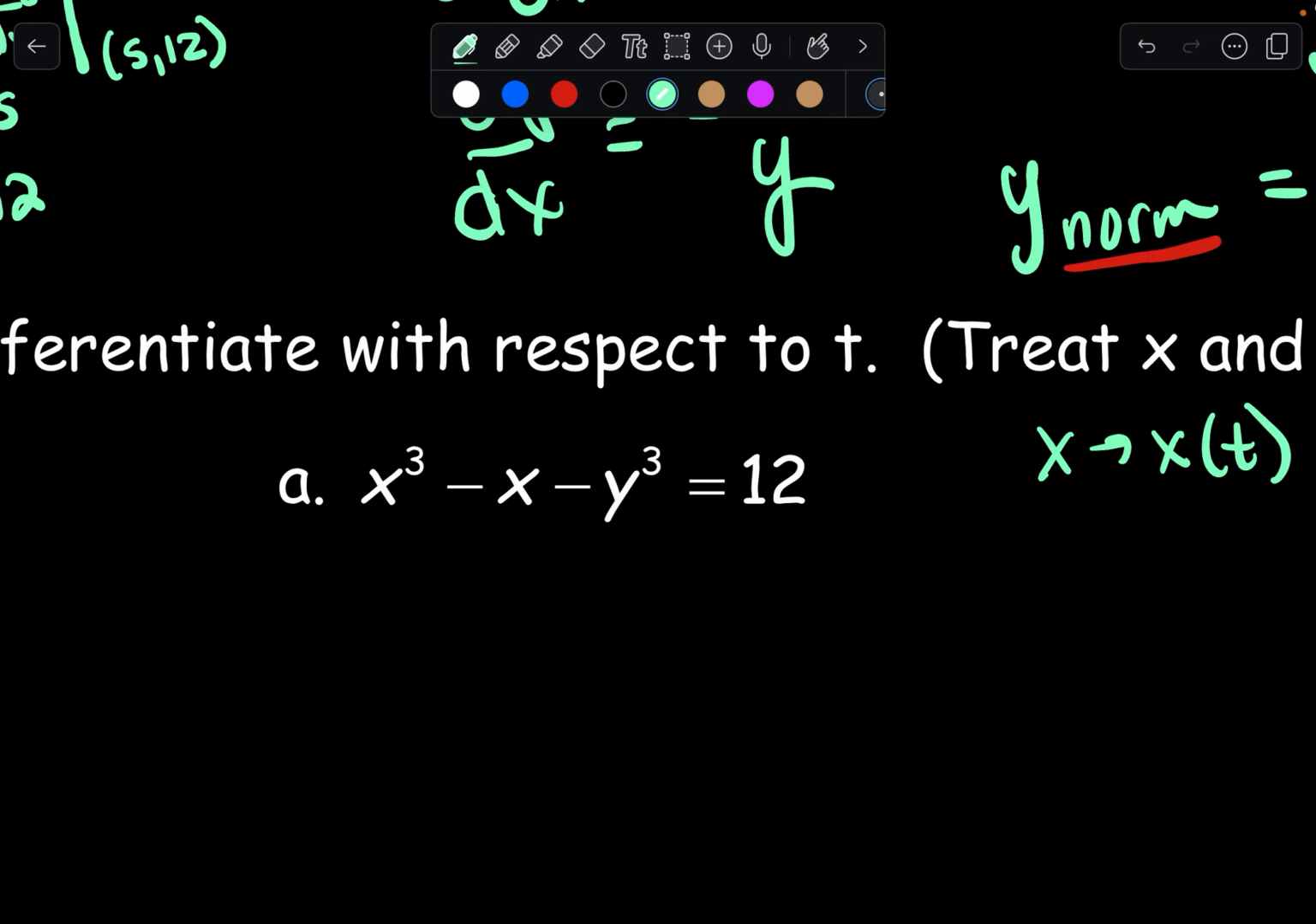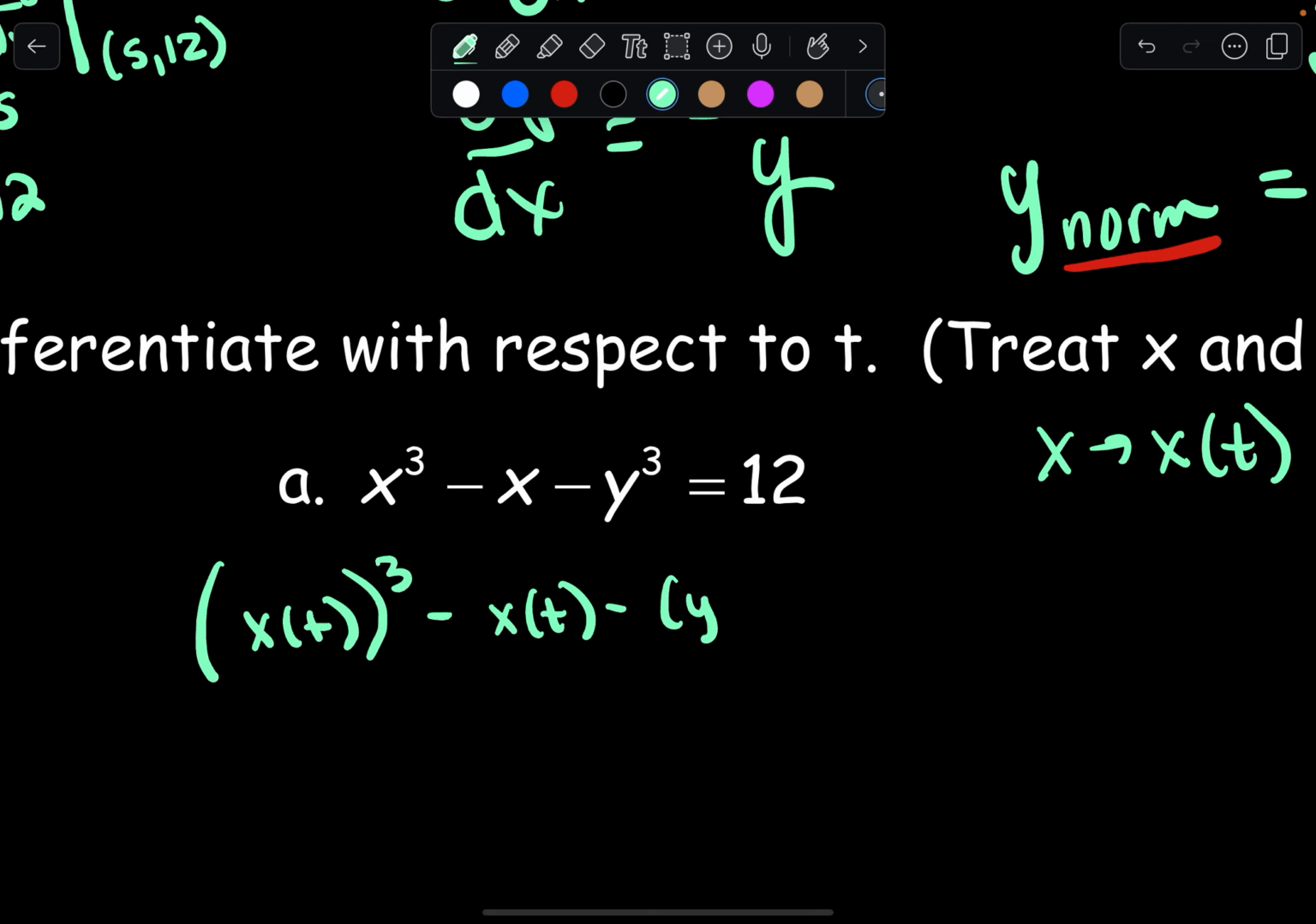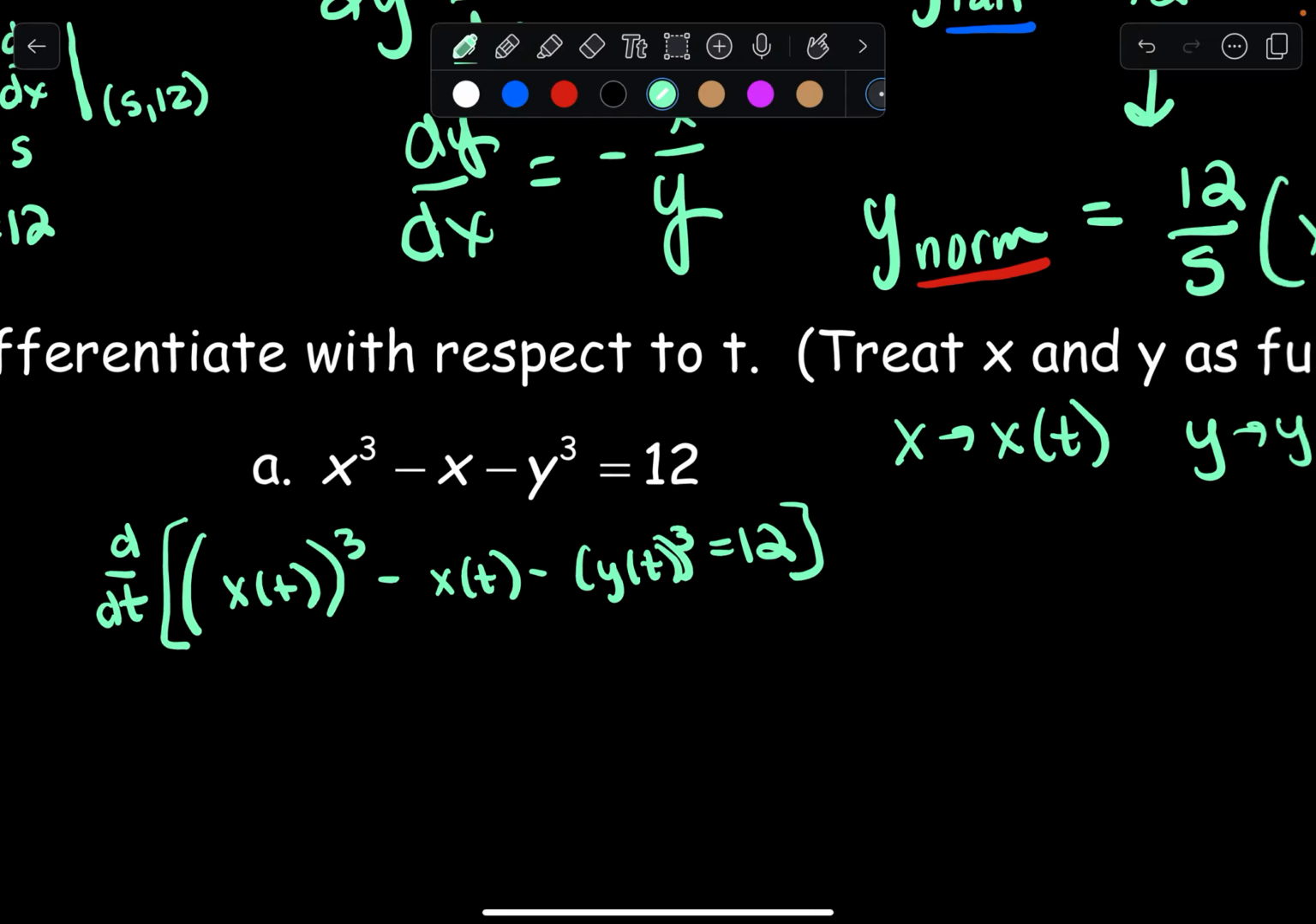So if I wanted to look at this, you don't need to write it like this every time, but this is technically x of t that is going to be cubed, minus x of t, minus we have y of t cubed. Whoops, there's another parentheses, equals 12. And we are going to differentiate all of this with respect to t, okay?